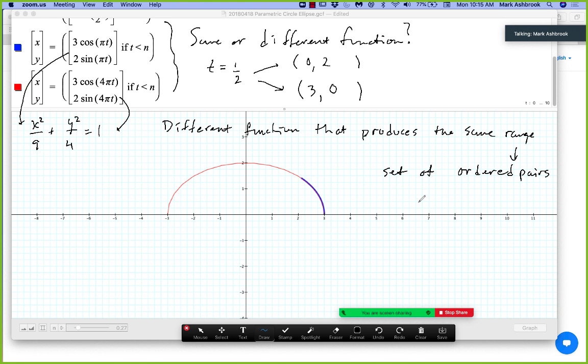So then you get the same graph in the end, right? Once you have enough of the t values put through the function, you get the same set of points with the same set of ordered pairs. But they're different functions because of how each generates the ordered pairs. The same value of t gets different ordered pairs.